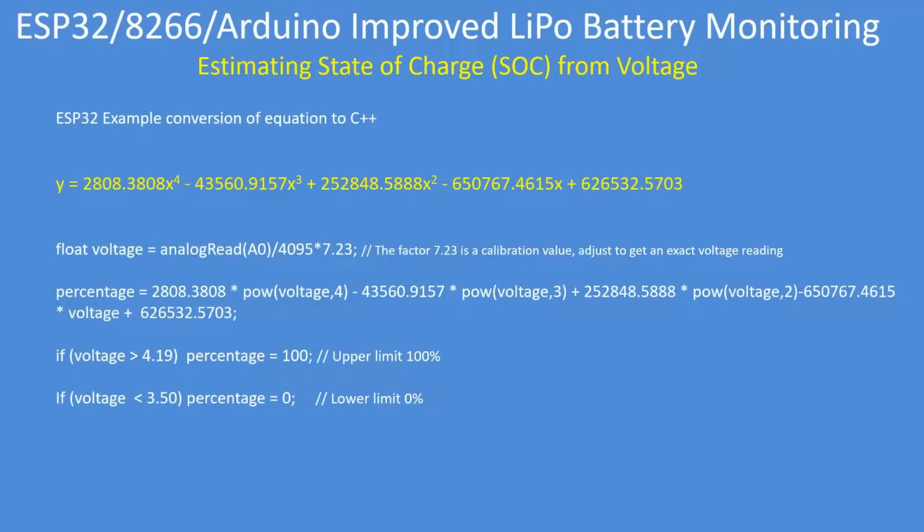Convert that into percentage using the polynomial, and then just do some tests to make sure that if the voltage is much more than expected, hold the percentage to 100%, or if it's much less than expected, put it to 0. So at the end of this calculation we have a good estimate of the remaining percentage of charge.